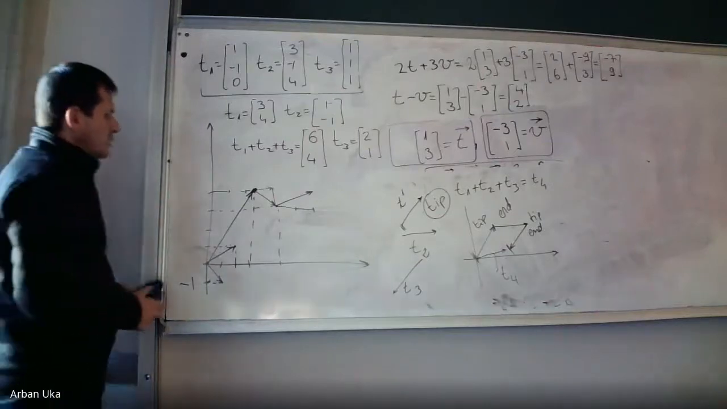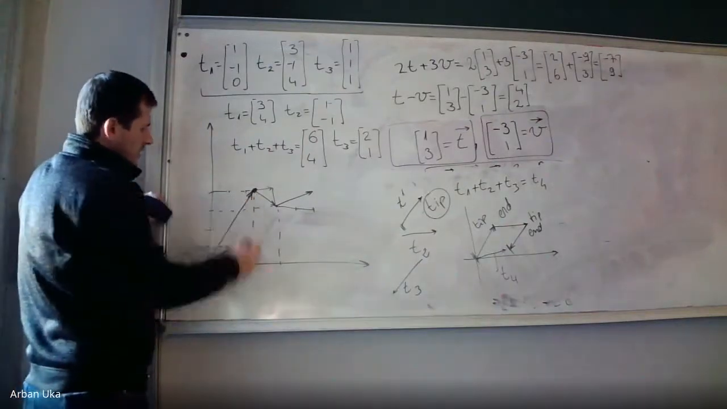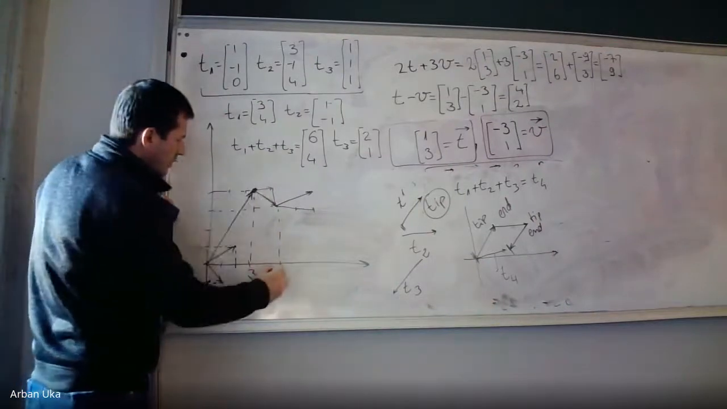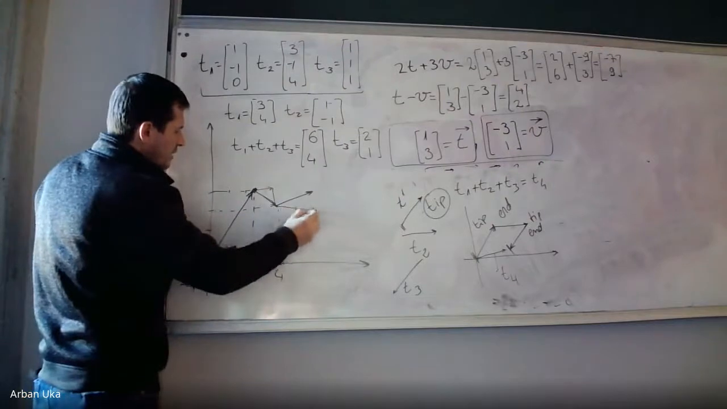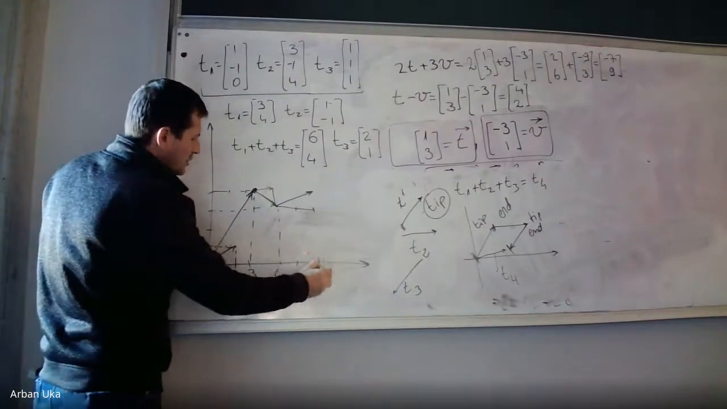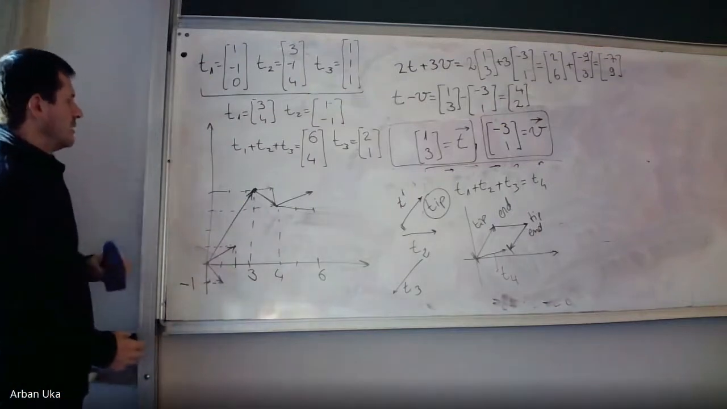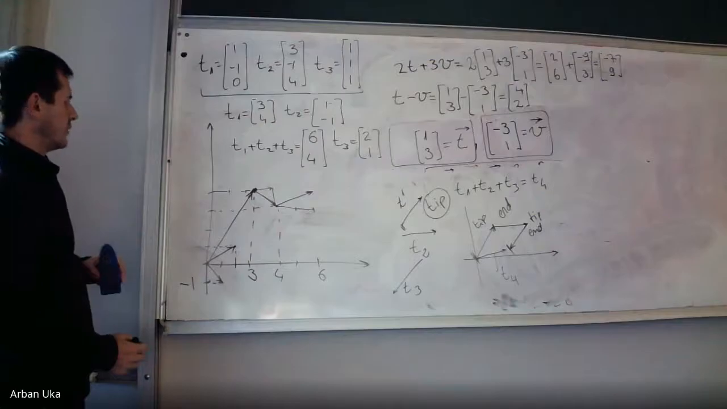So it looks like we were here, this was 3. When we added t2, we went to 4, and then when we added t3, we added 2 units, so we got here 6. And we noticed, wait a second, is this correct? Yes, I think it is correct, so we get 4.